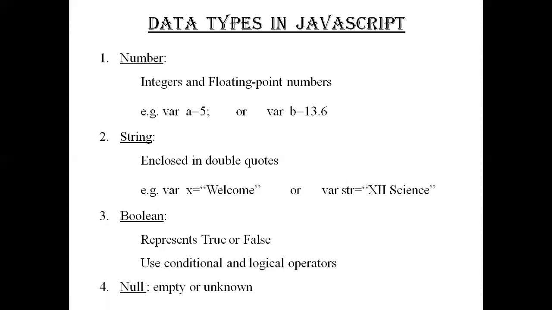And finally the fourth data type, that is null. This means empty or unknown values or which does not exist. Some of these data types we will be using in standard 12th also when we are programming. So this was about the variable declaration and the different types of data used in programming.